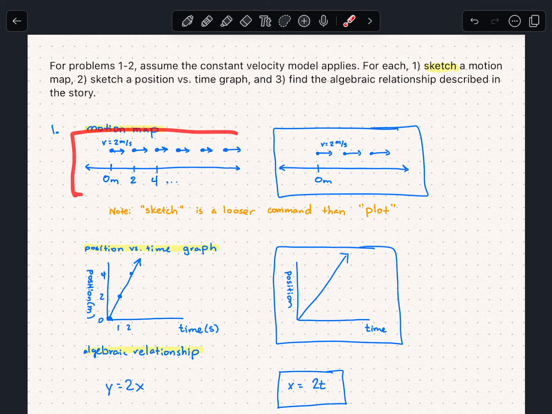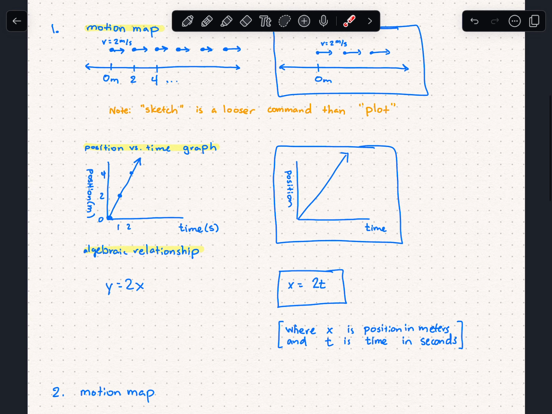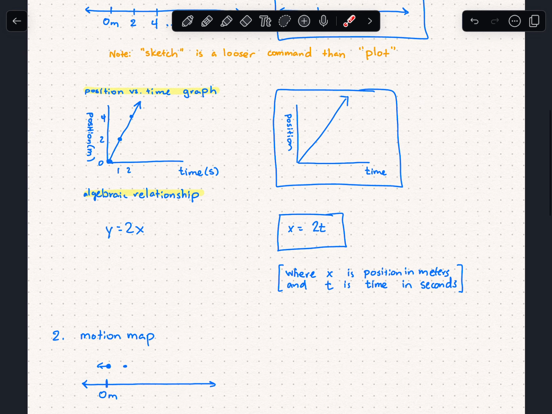This one's a little more plotted. In this case, the motion maps aren't terribly different. I'll buy that, I understand. But let's look at the position versus time graph. I think there's a little more difference here, and newbies kind of struggle to discern this difference.